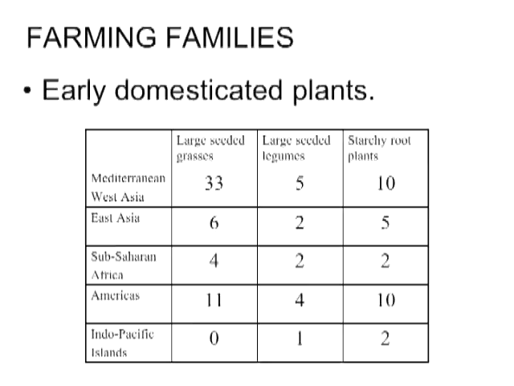And if you notice, by the time we get to the Indo-Pacific region, there are no large-seeded grasses. There's only one large-seeded legume, and it happens to be a tree that has to grow quite large before it's producing seeds. And there's only 2 native starchy root crops that we'll learn about later.